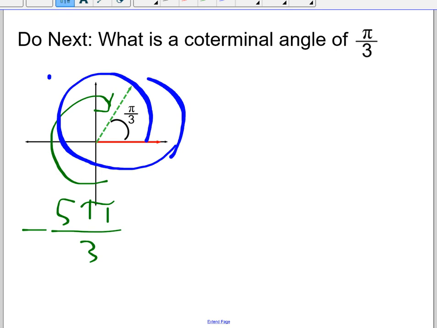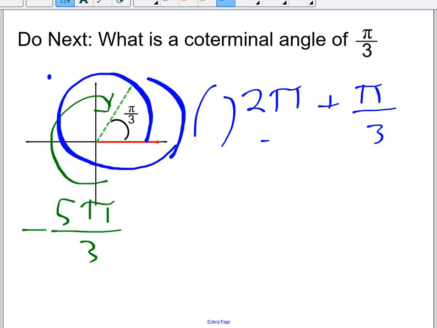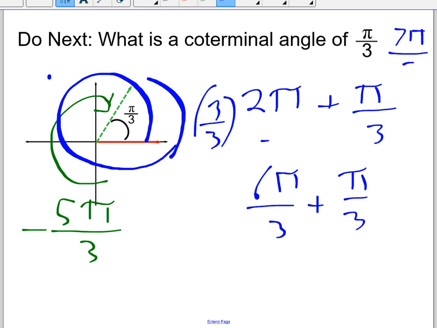And when we did that with degrees, we just did 360 plus the angle. We're going to do the same thing here, except it's going to be 2 pi plus pi over 3. And we already did this math. We can convert 2 pi by multiplying by 3 over 3. And it's 6 pi over 3 plus pi over 3 is 7 pi over 3, which is another coterminal angle of pi over 3. So radians, not super painful, right? Just a little bit more fractiony. Some pi. Who doesn't like pi?